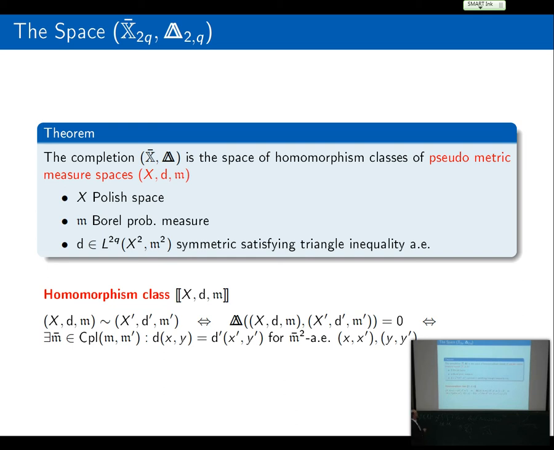So X, again, is a Polish space, a complete separable metric space. But the metric which is behind this Polish structure does not show up. So it's just Polish in the sense that there exists a complete separable metric, but this is not D. M is a Borel probability measure on the topology of X. And now D is just an L2 function. For simplicity, I assume Q is 1. So this makes it easier, this Q.